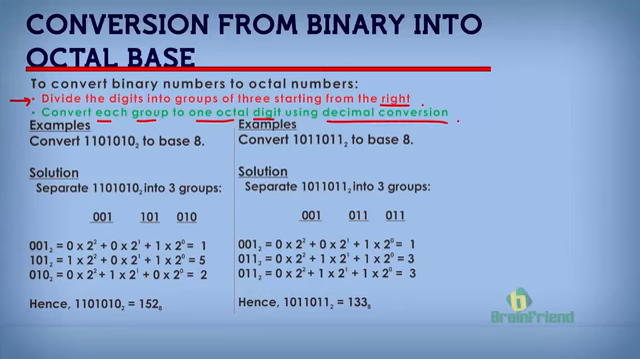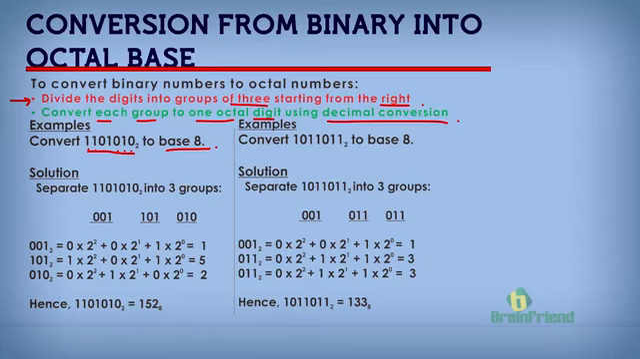Example: convert 11011010 base 2 to base 8. Okay, so we have our binary number here, 11011010. We're now asked to convert it to base 8. The first step says, divide the digits into groups of 3, starting from the right.